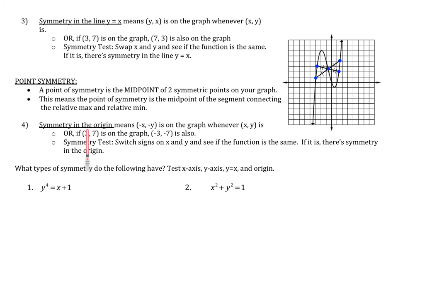The type that we're going to be testing for is symmetry in the origin. If the origin is the midpoint, then you'll just have opposite signs on your x and y values. So if you have (x, y) on your graph, then (-x, -y) would also be on your graph, because if you found the midpoint of that, it would be (0, 0), right? To test for it, we're going to switch the signs on x and y and simplify. If it comes back to be exactly what we started with, then it has symmetry in the origin.